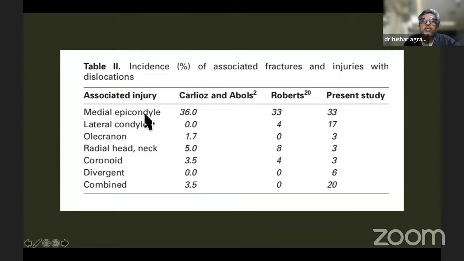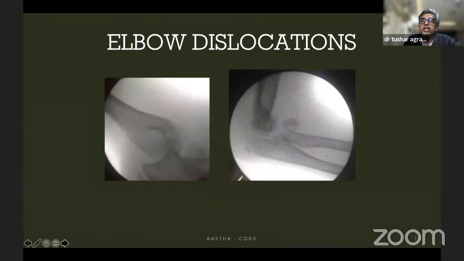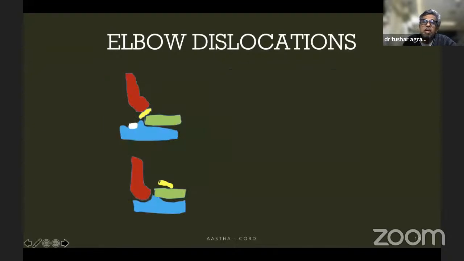In the order of frequency, the medial epicondyle injury seems to be most common, followed by the radial head or neck injury, okay, followed by the coronoid, and then combined injuries. So these are the kind of patients which we just saw. And now what happened there is that you had an elbow dislocation with a radial neck fracture.